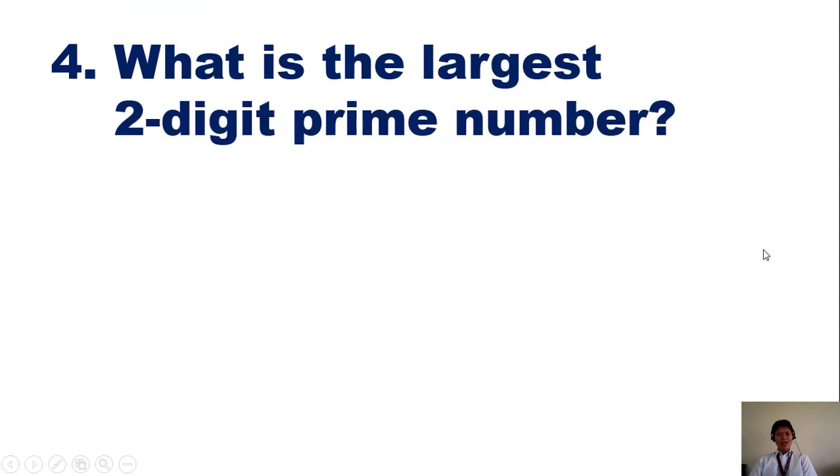Okay? Next, we have problem number 4. What is the largest 2-digit prime number? Start. Okay, so a prime number has factors of only 1 and itself, and the 25th prime number is 97. It cannot be divided by 2, 3, 5, 7, 11, etc.